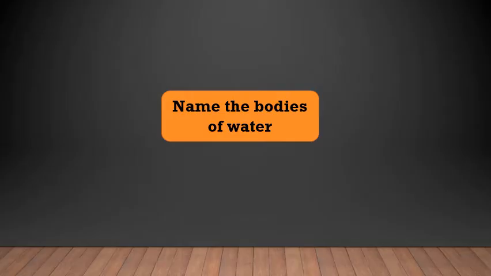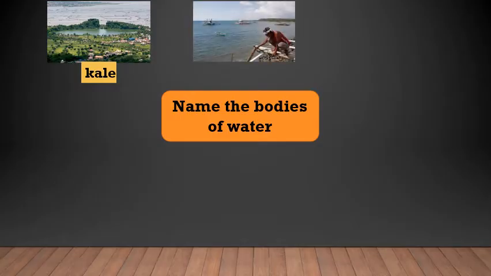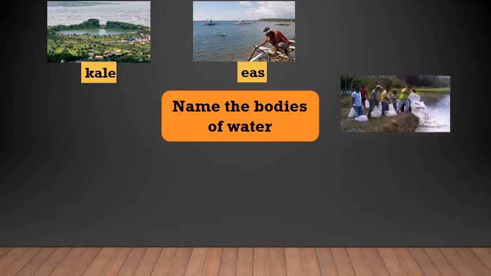I want you to arrange the scrambled letters to name the body of water which is shown in the picture. Are you ready? The first body of water. What do you think is this? Arrange the scrambled letters to name the body of water. Very good. It is a lake. How about this one? Very good. It's a sea.